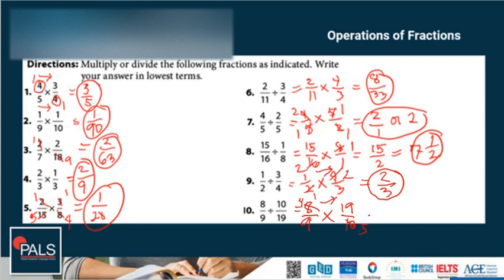And then multiply across. The answer is 4 times 19 equals 76 over 9 times 5 is 45. Then change the improper fraction to a mixed number. We have 1 and 31/45. So the answer is 1 and 31/45.